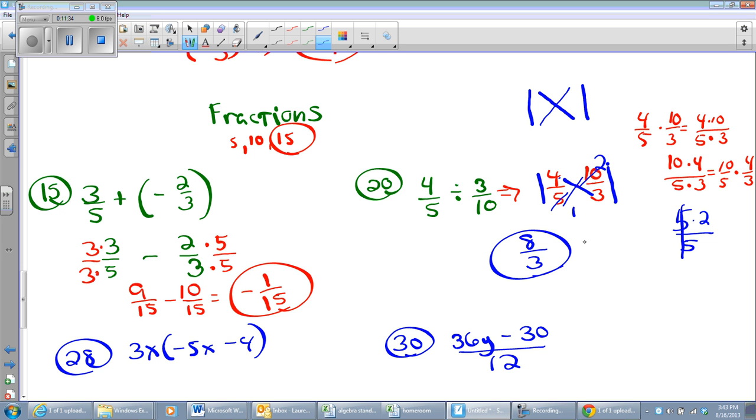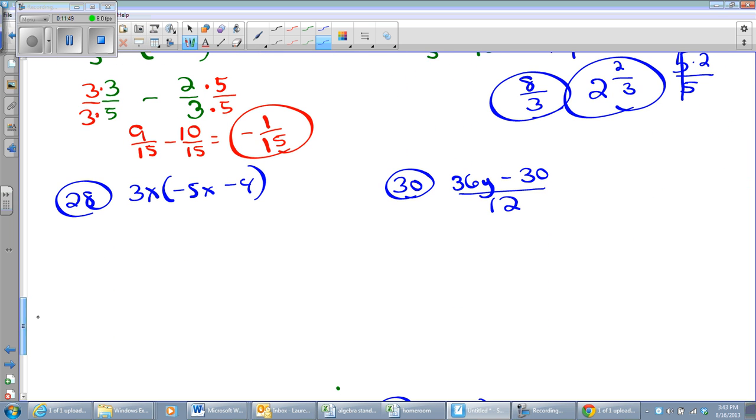All right, if I want to turn it into a mixed number, I can say 3 goes into 8 2 times. 6 is too short of 8, so there's 2 left over. And I divide it by 3, 2 and 2/3. Either answer is acceptable. All right, video's getting a little bit long here, so I'm going to wrap it up.